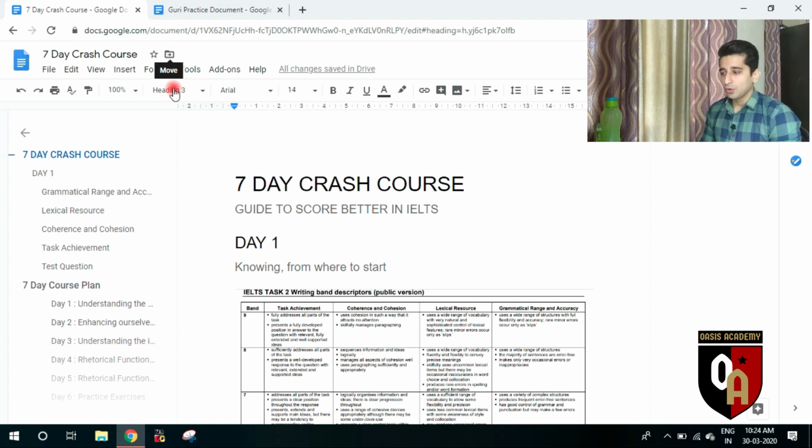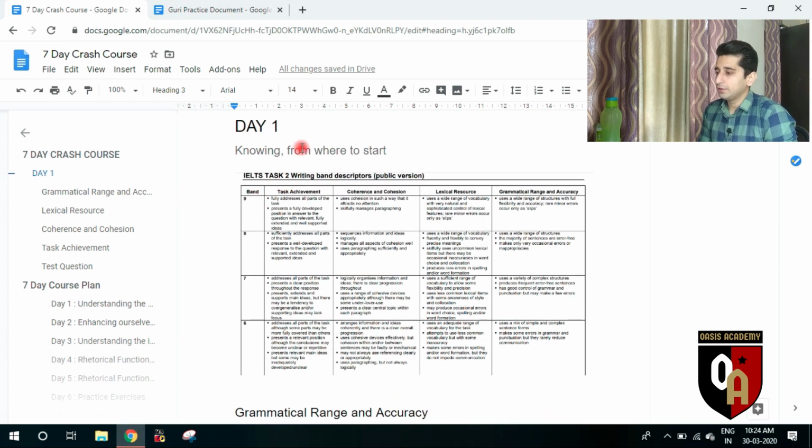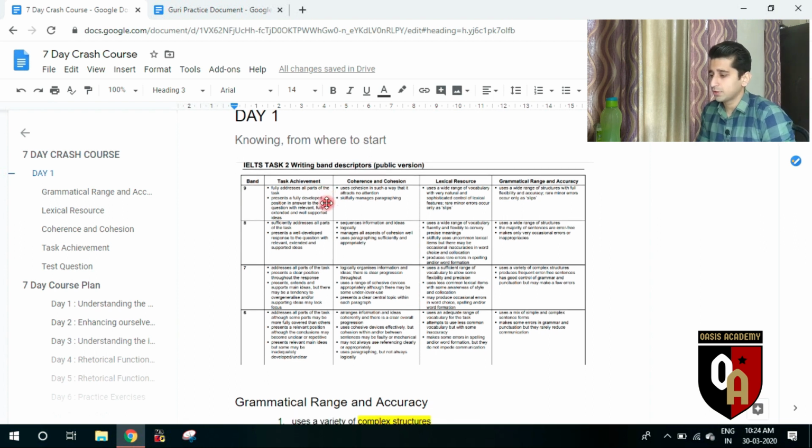If we see, in the very beginning I have added something called the IELTS Task 2 Writing Band Descriptor. This is a public version and I guess the private version is also very similar. This is something that the examiner takes into consideration while checking your writing. For speaking, it is somewhat different. I've just attached a writing band descriptor. You can always Google the Task 1 band descriptor and the speaking band descriptor. It will be a little different, but most of the things remain the same.